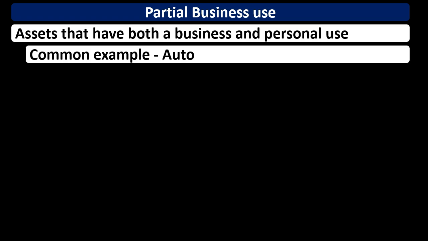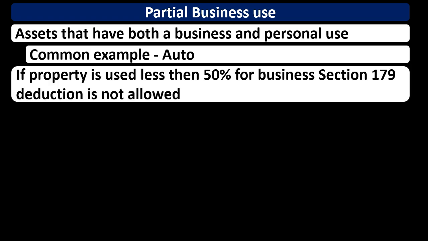Partial business use. What if an asset is used partially for business and partially for personal use? A common example of this would obviously be an automobile. We might have an automobile that we use both for business and for personal. What do we do in those cases? If property is used less than 50% for business, the Section 179 deduction is not allowed. So if we're thinking about property that is not over half used for business, if it's less than half used, then we can't have the 179 deduction.